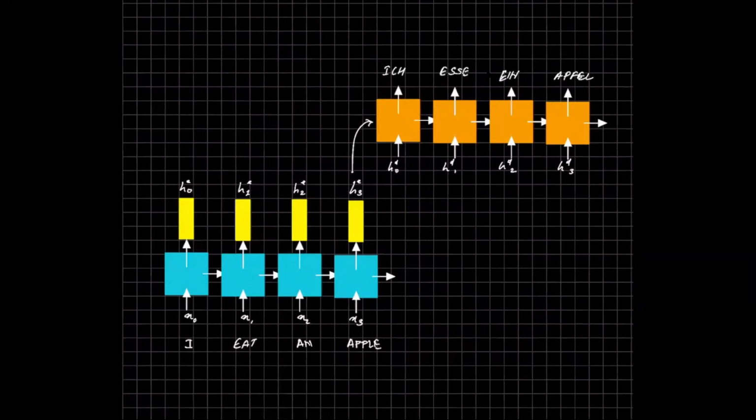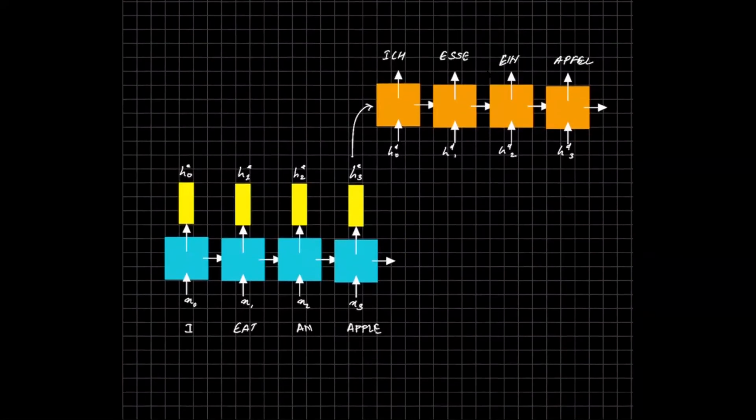So in keeping with the same notation that the slides follow, the blue is the encoder and the orange is the decoder, and your input sequence is "I eat an apple," and the corresponding German output is "Ich esse ein Apfel." And this is your typical encoder-decoder without attention. You're taking the last hidden state from the encoder, which is H3, and feeding it as the hidden state of the first time step of the decoder.